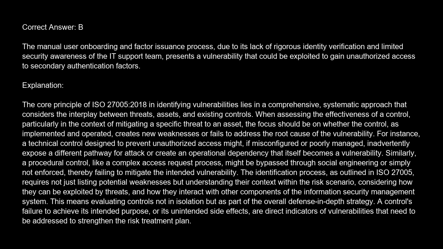The identification process, as outlined in ISO 27005, requires not just listing potential weaknesses, but understanding their context within the risk scenario, considering how they can be exploited by threats, and how they interact with other components of the information security management system. This means evaluating controls not in isolation, but as part of the overall defense-in-depth strategy. A control's failure to achieve its intended purpose, or its unintended side effects, are direct indicators of vulnerabilities that need to be addressed to strengthen the risk treatment plan.